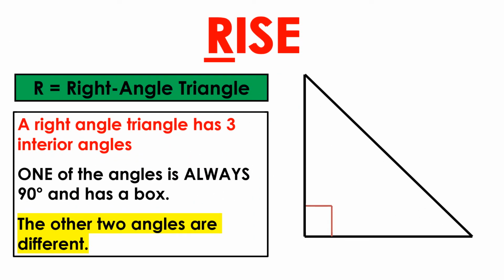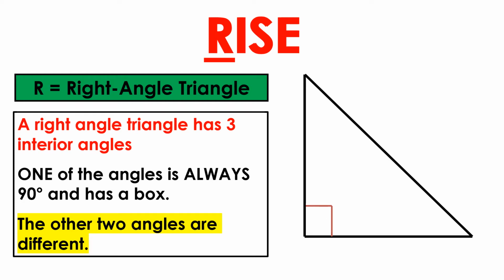Right, so the first letter in RISE is R, and that stands for right angle triangle. So it looks like this. A right angle triangle has three interior angles, so angles on the inside. One of the angles is always 90 degrees and has a box, which we know from looking at the angles. And the other two angles are different, so they will not be 90 degrees, they will be something else. But as usual, they all have to add up to 180 degrees.